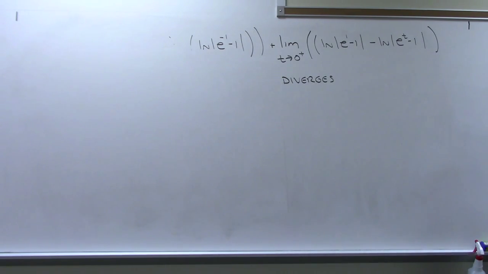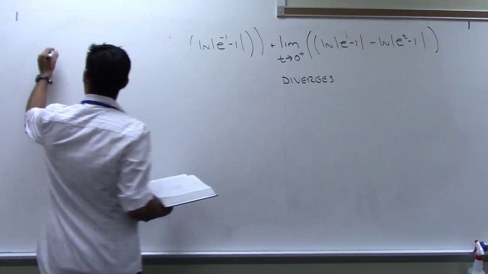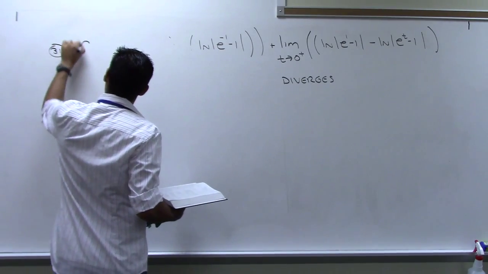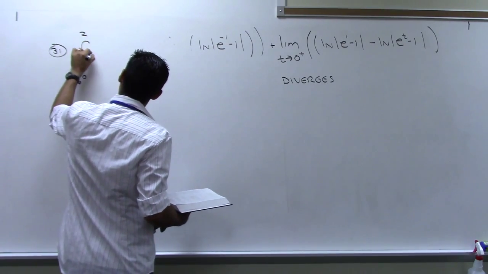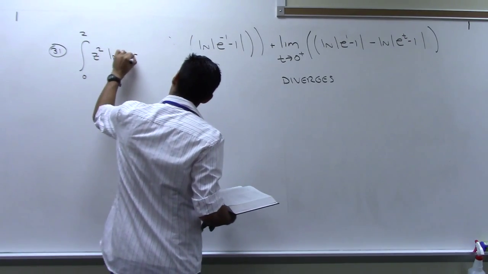Last one, I think. Integral 0 to 2, oh no. Integral 0 to 2 z squared natural log z dz.